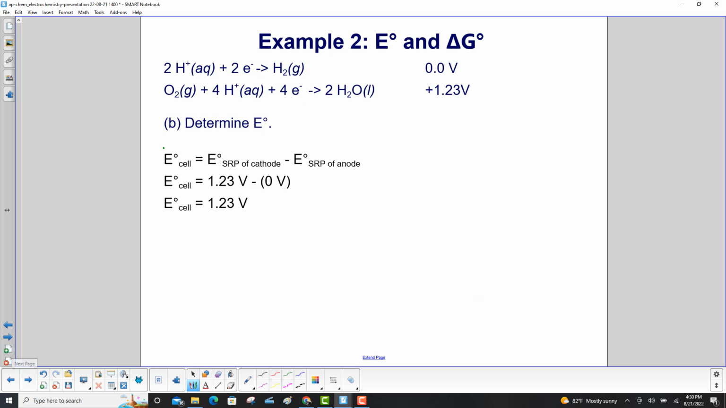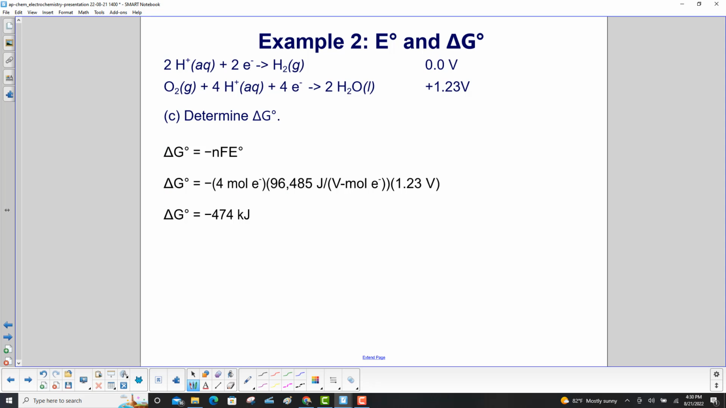Determine E naught. Here is our equation. Which one is the anode? That's the most negative or at least positive. So that's going to be hydrogen here. So that's 0.0. And then, of course, the other one will be the cathode, 1.23. E naught cell, 1.23 volts.